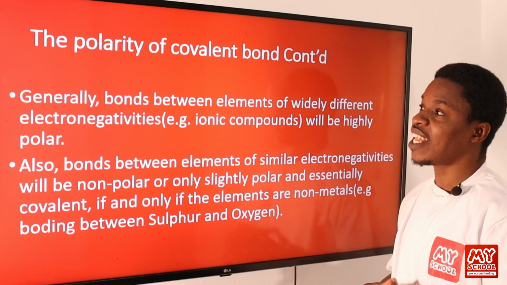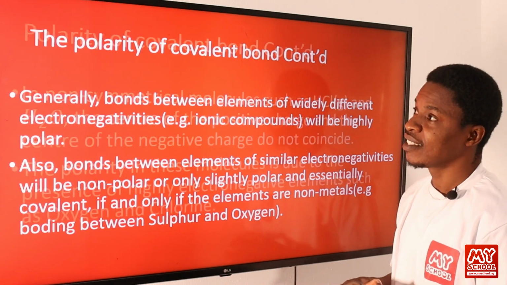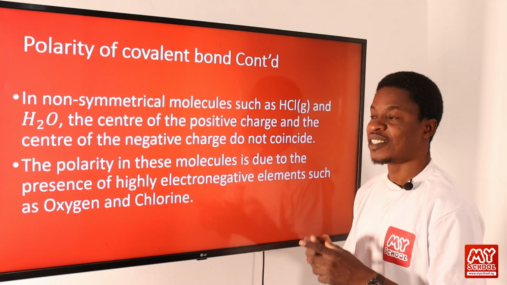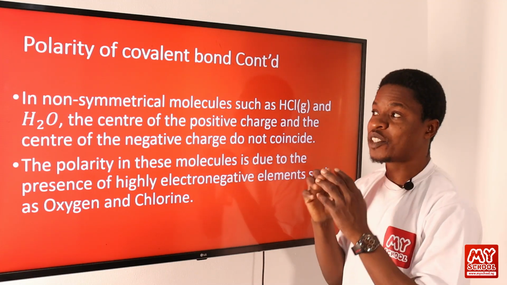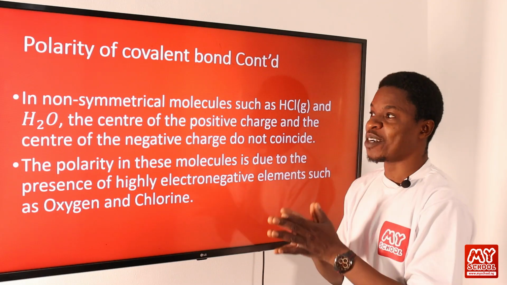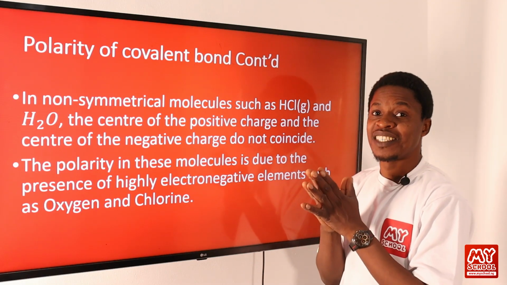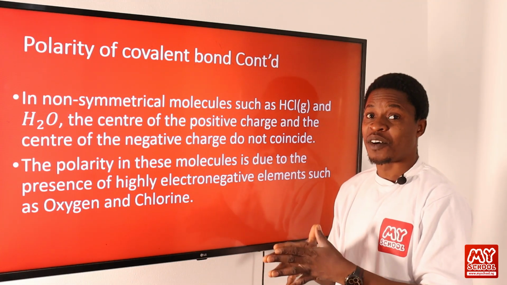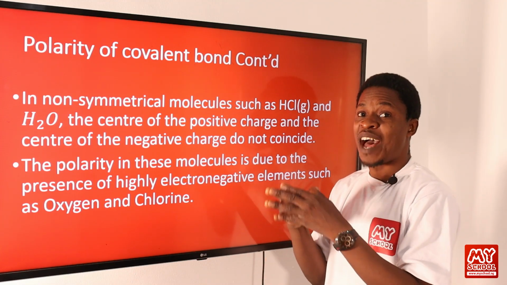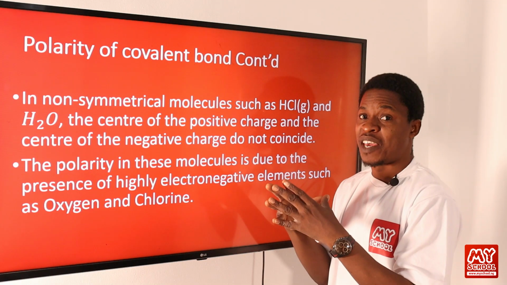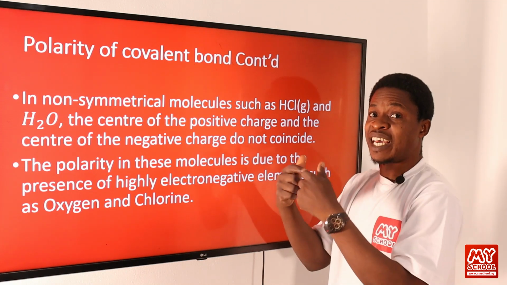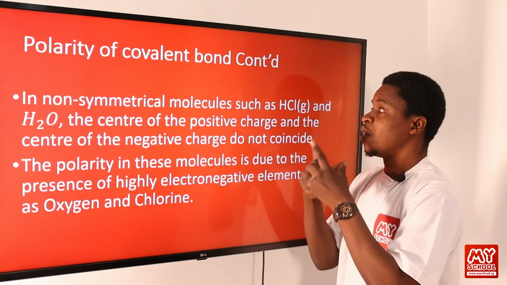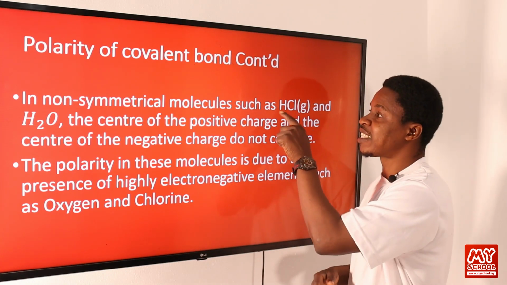Let's move on to the next slide now. In non-symmetrical molecules, when we talk about non-symmetrical molecules, we are talking about CHCl3, for instance, okay, because they are not having equal number of dipoles. Even if one cancels out, we still have an extra one that is left in that molecule. So it is a non-symmetrical molecule. So HCl is an example of that.